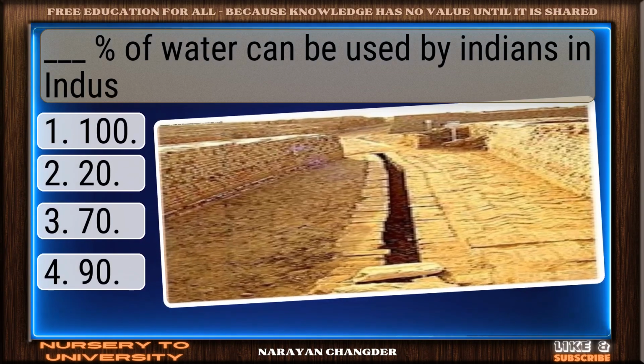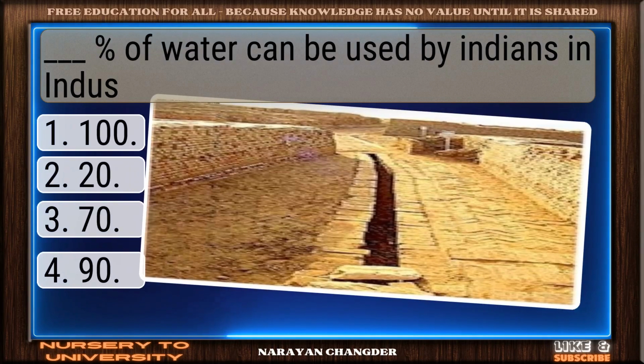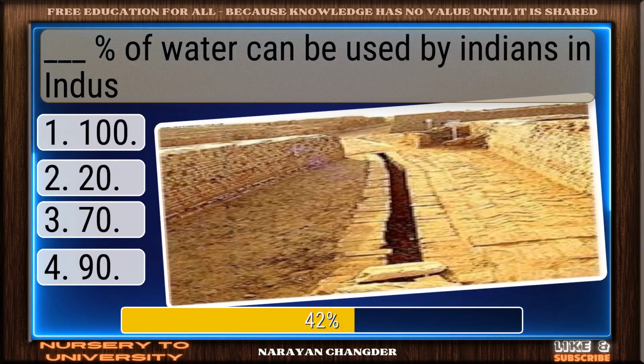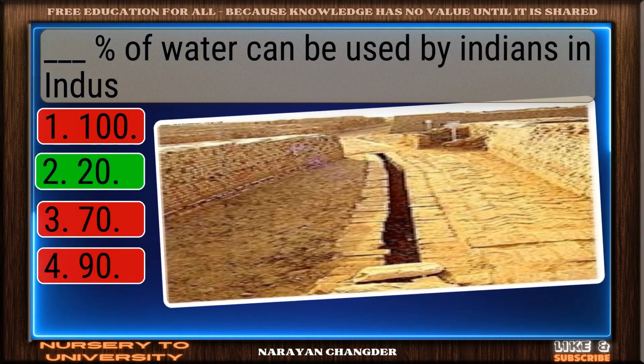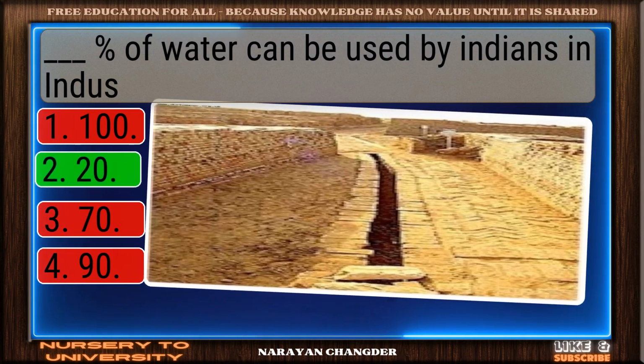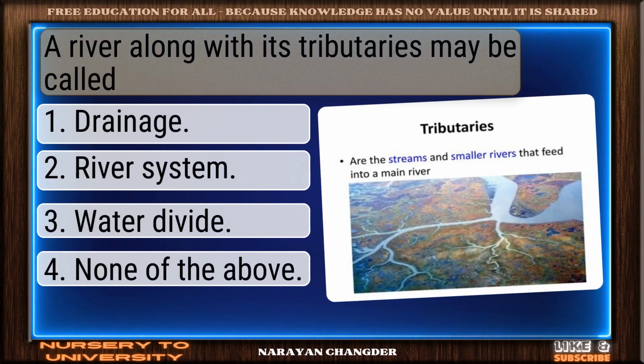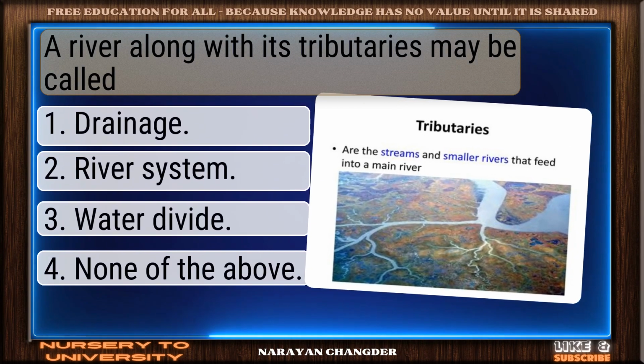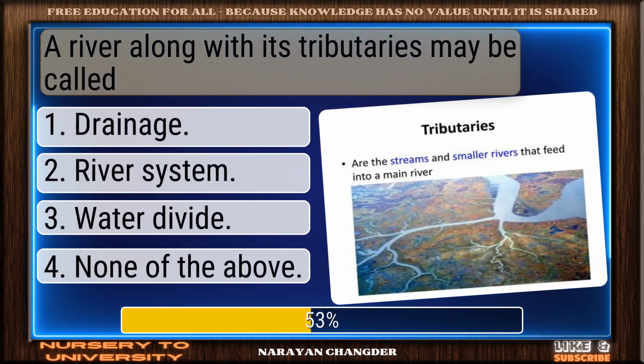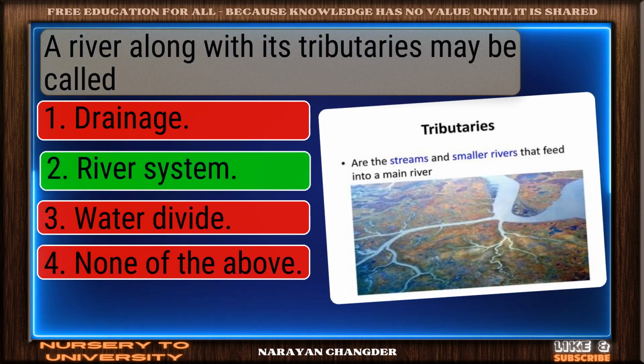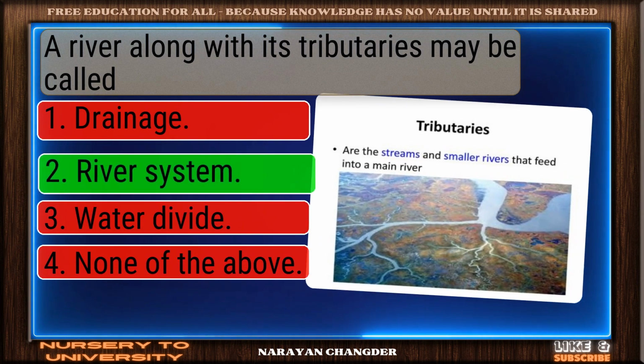Question number 127. Dash % of water can be used by Indians in Indus. Sharp thinking. 20 is the right choice. Question number 128. A river along with its tributaries may be called. You got it. Your choice river system is right.